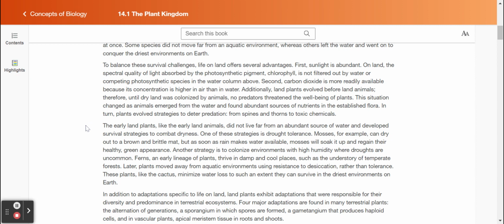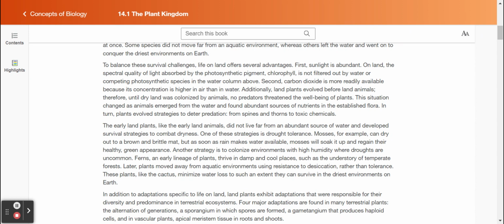The early land plants, like the early land animals, did not live far from an abundant source of water and developed strategies to combat dryness. One of these strategies is drought tolerance. Mosses, for example, can dry out to a brown and brittle mat, but as soon as rain makes water available, mosses will soak it up and regain their healthy green appearance. Another strategy is to colonize environments with high humidity, where droughts are uncommon. Ferns, an early lineage of plants, thrive in damp and cool places, such as the understory of temperate forests.